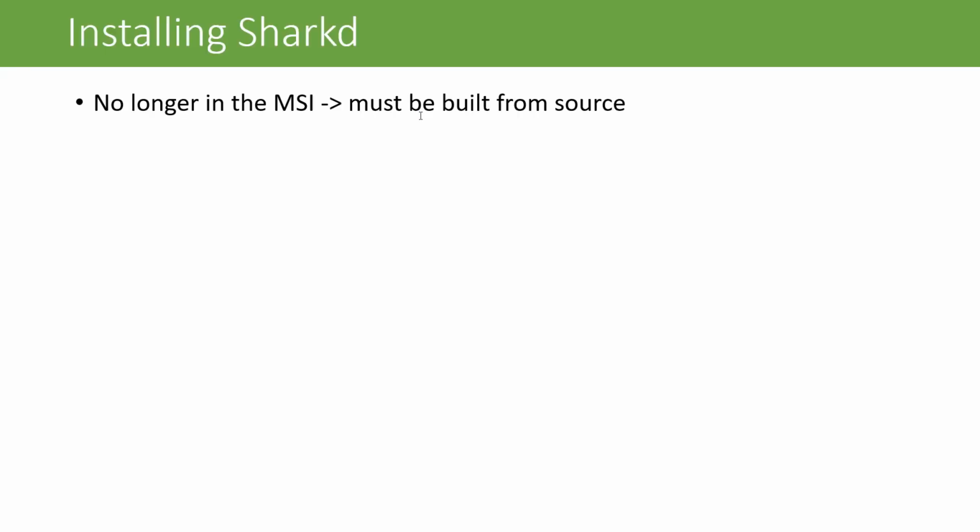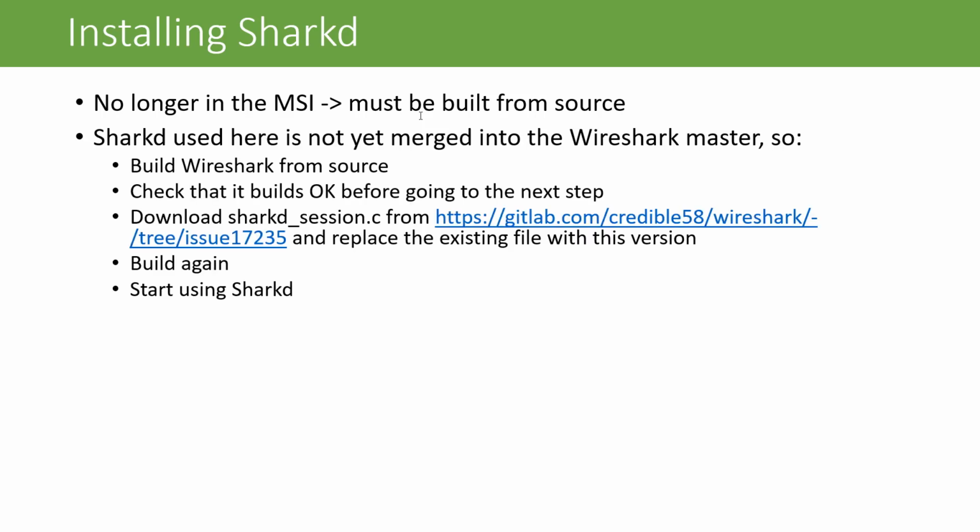So installing SharkD. SharkD was included in the installation packages in the past, but it's no longer included, so you have to build it from source. What's more, the version of SharkD that I'm using is actually based on code that I've submitted to the project, and I'm waiting to be merged into the master tree. So what you have to do is pull Wireshark master and then just grab a single file from this location and copy that over the existing file and then do your build. But I would advise you to build from source the first time to check everything's okay, and then move on and just replace that file and build again. And then everything will work.